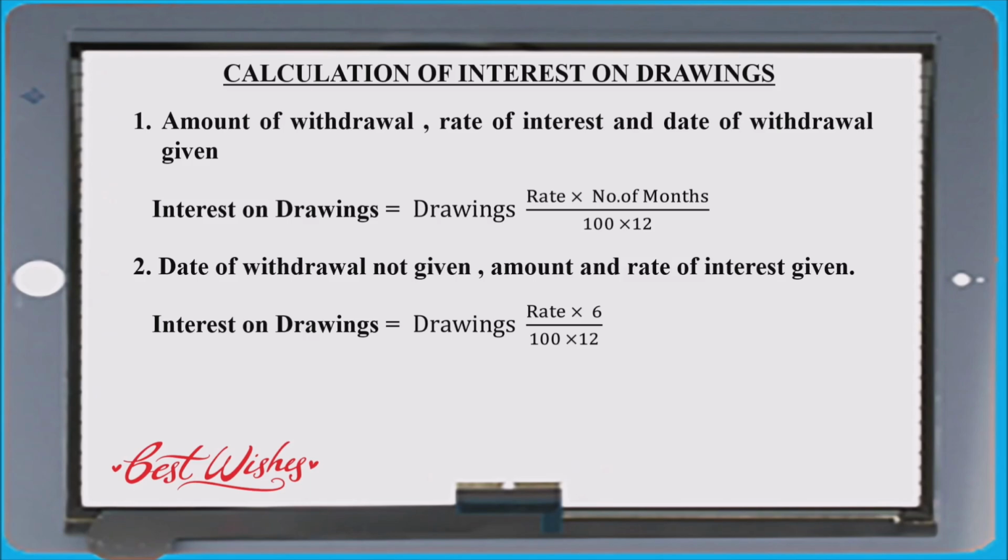For interest on drawings, two methods, simple and product methods, are there, and we have to remember, to calculate interest, drawings into rate by 100 into number of months by 12. But nowadays 1 mark questions are asked. Sometimes we have to find the missing values like monthly drawings or the rate of interest on drawings.